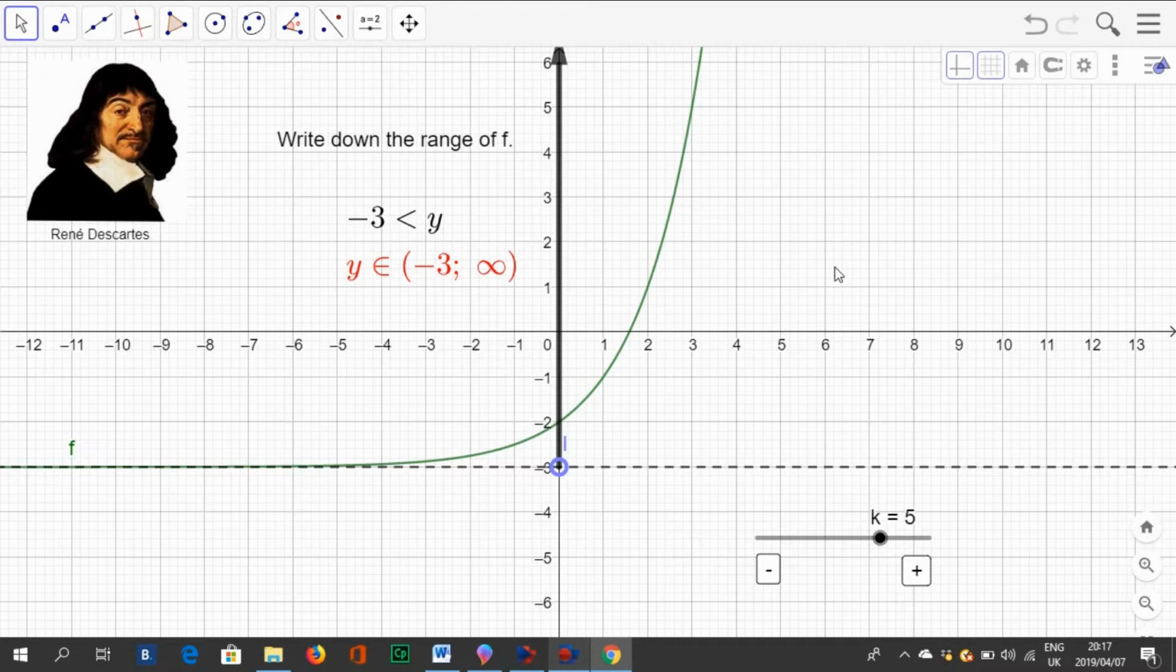Alright, now we have the basics. We can answer the question now that was asked. The question was saying write down the range of f, and of course we know that it's all the possible y values for this particular graph.